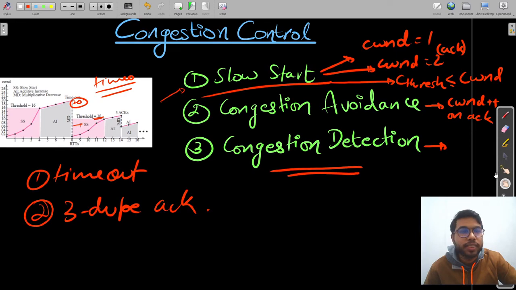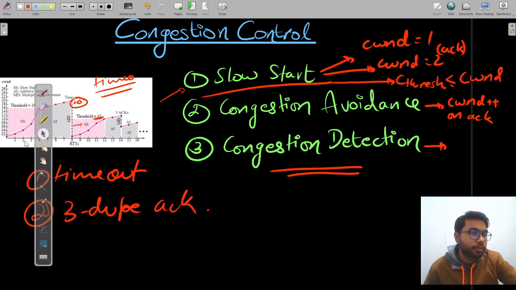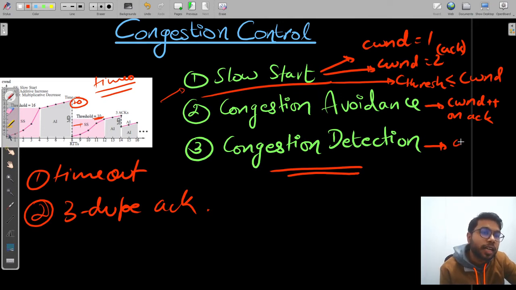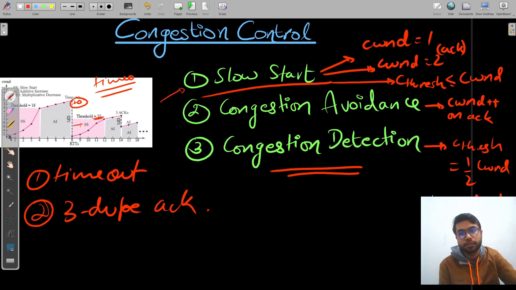So now we are saying, once you detect congestion, you do what? You set threshold equal to half of current window. Okay. Then you do what? You set current window equal to 1 and you begin with what? Slow start. Okay. You begin with your slow start phase. You set your threshold to half of current window and then you move to your slow start phase.